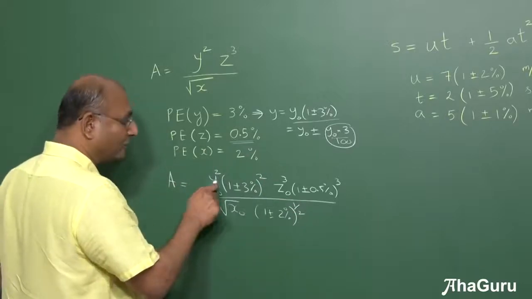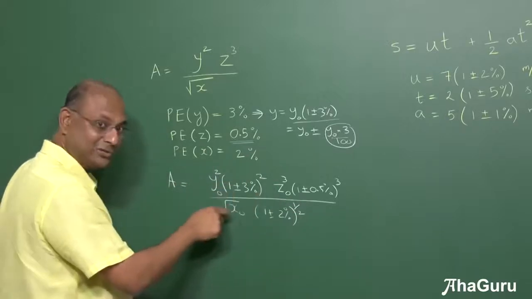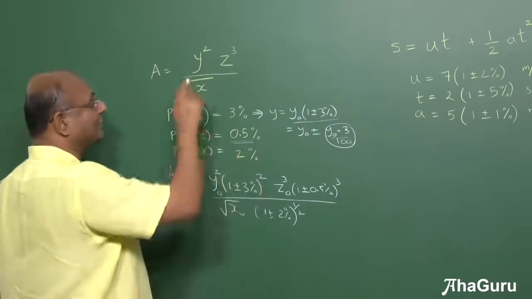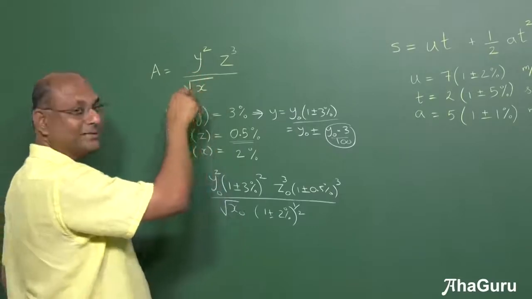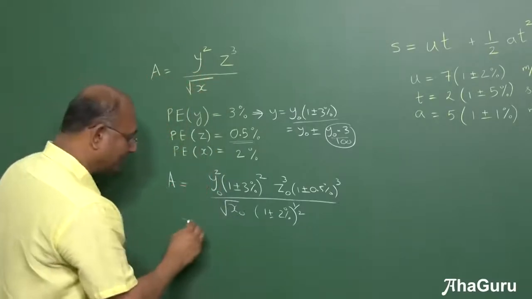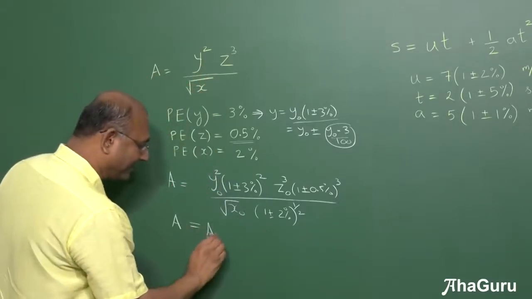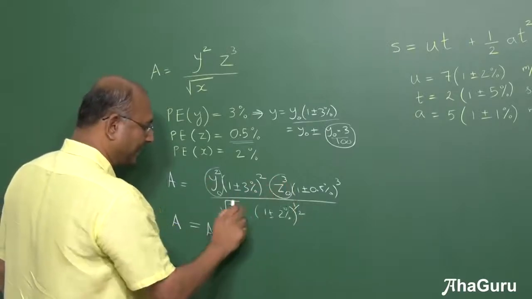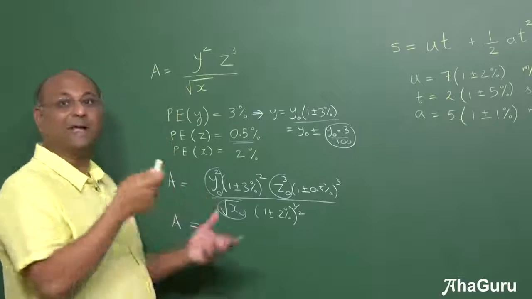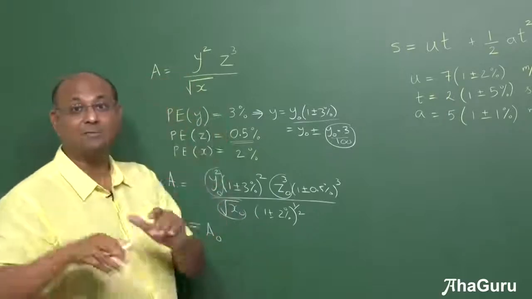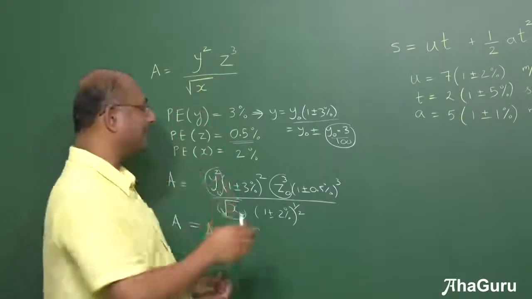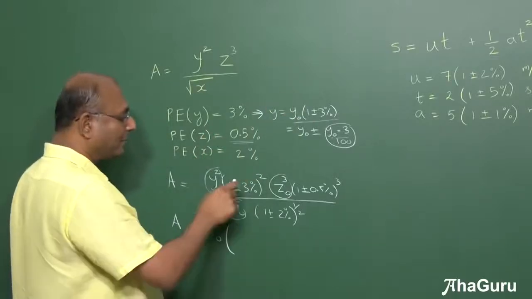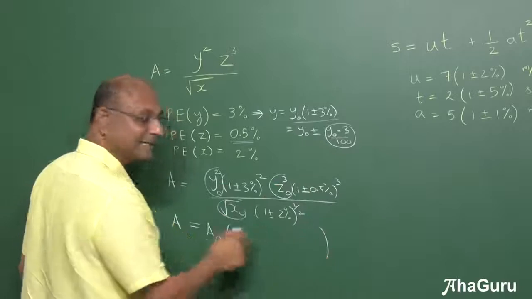Now y naught square z naught cube by root x naught. What will be the value of y naught square z naught cube by root x naught? That will be a naught. So this and this we can combine together and call it a naught, the value of a that we have found using the exact values that we observed. But we still have to worry about these percentage values.